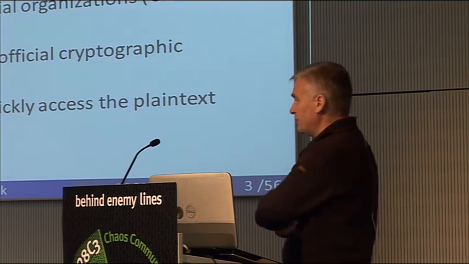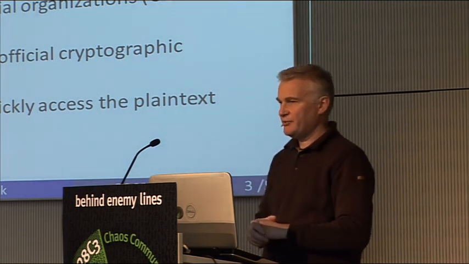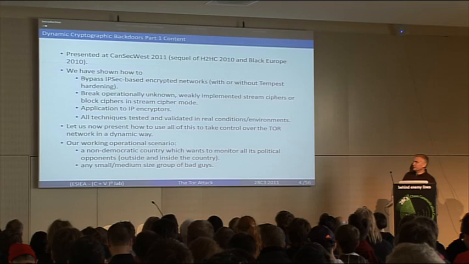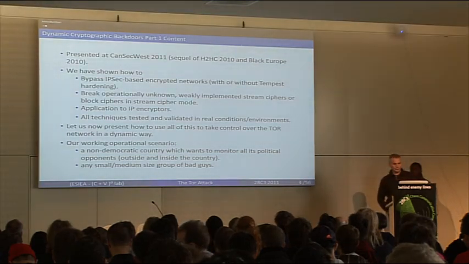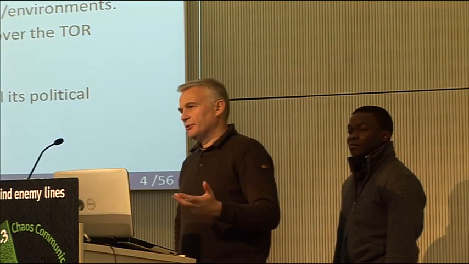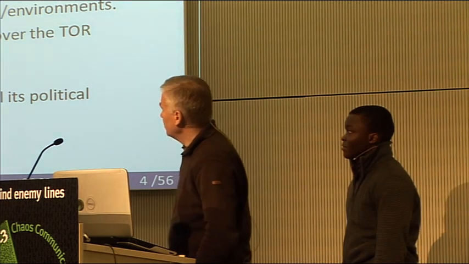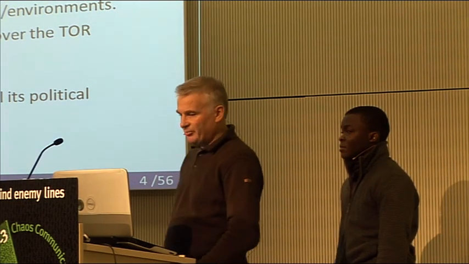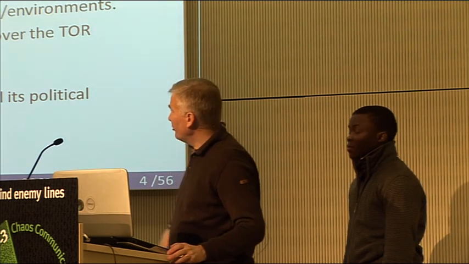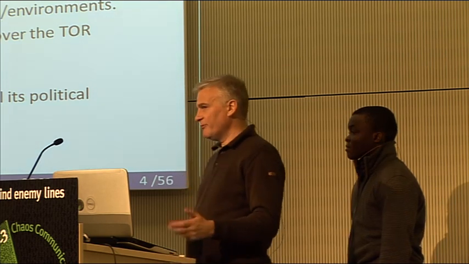So, in fact, we have to remind ourselves that the aim is not to have the key or to break the system in an academic view. The very final aim is to have access to the plain text. So, in fact, we have extensively worked on what we call dynamic cryptographic backdoors, mostly implemented through malware. Otherwise, we can do the same job with trapdoors. And it has been possible to bypass, for example, IPsec-based encrypted networks. You may use Tempest or not, it's not the issue. And for example, we have applied these techniques to break some military IP encryptors. In this respect, most of them are badly implemented.